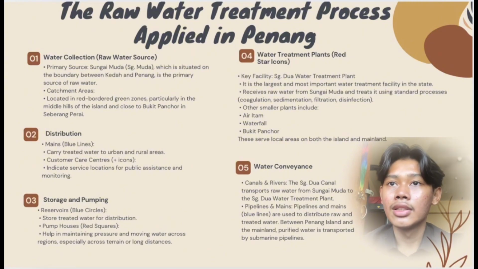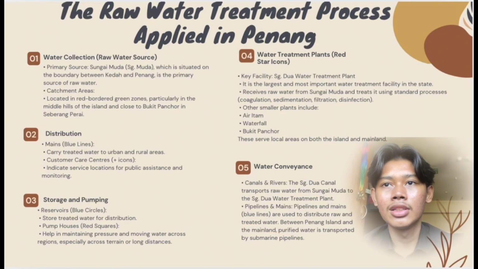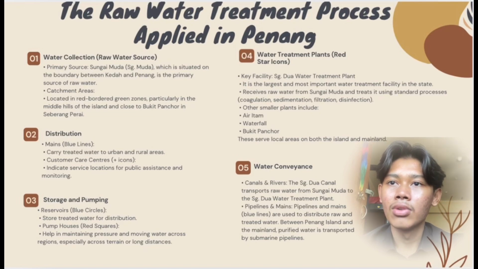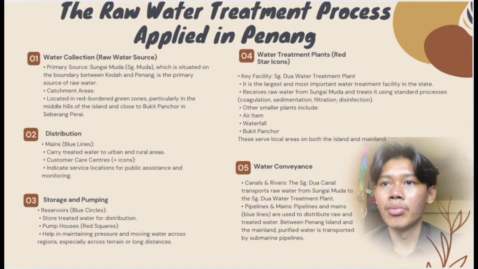The fourth one is water treatment plants. The key facility is the Sungai Dua Water Treatment Plant. It is the largest and most important water treatment facility, receiving raw water from Sungai Muda and treating it using standard processes: coagulation, sedimentation, filtration and disinfection. Other smaller plants include Air Hitam, Waterfall and Bukit Bangkok. These serve local areas on both the island and the mainland.